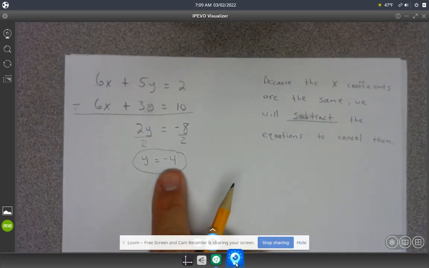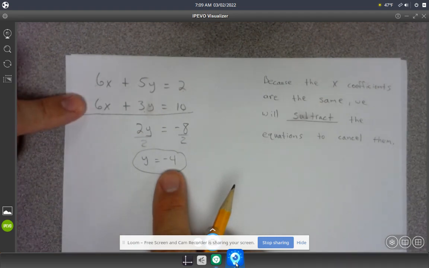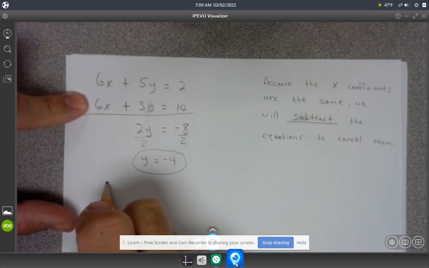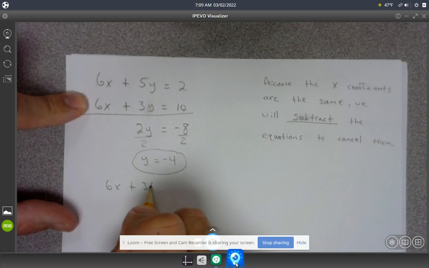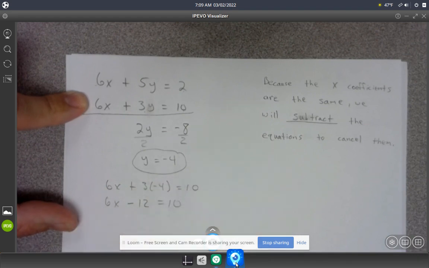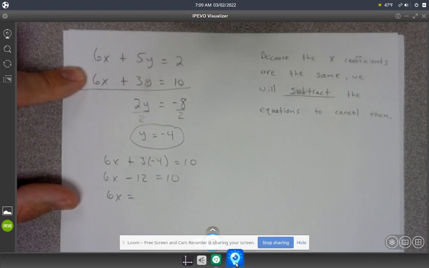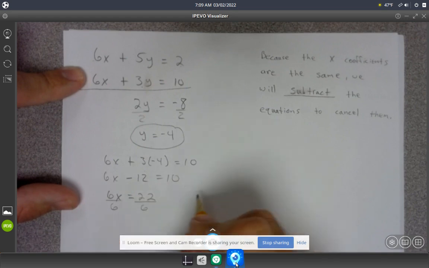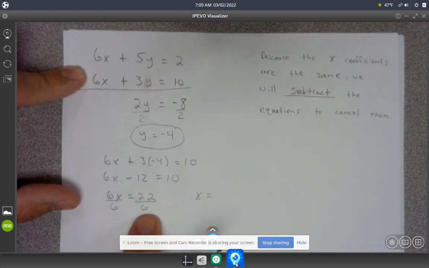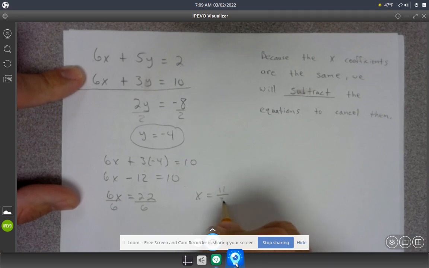And then we got to take this answer and plug it into one of these two original equations. I'll go with the bottom equation. All right, we have 6x plus 3 times negative 4 equals 10. That's 6x minus 12 equals 10. And then we'll add 12 to both sides. So we get 6x equals 22, and then we'll divide by 6. So x is equal to 22 divided by 6, which is 11 over 3.